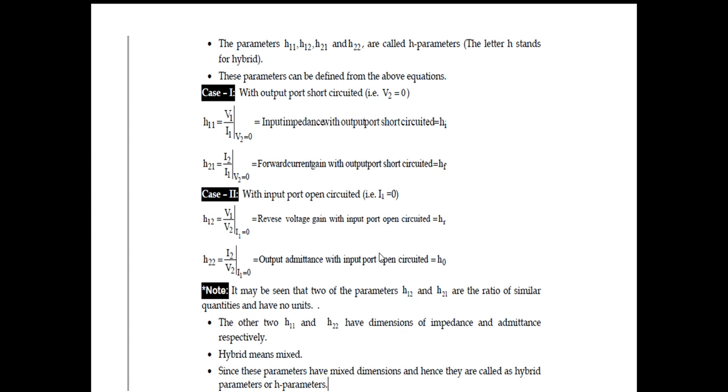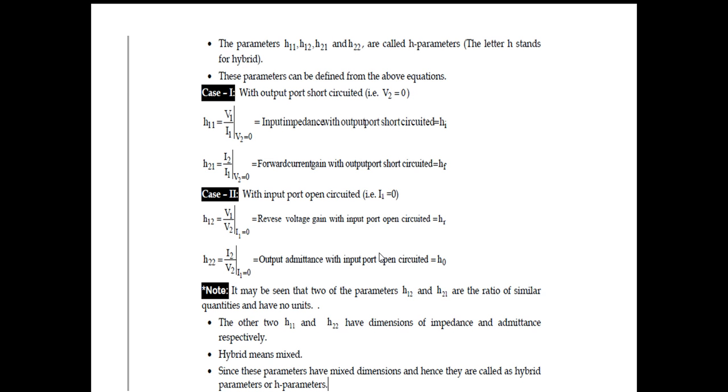So now we have defined two H parameters, H11 and H21, like this. H11 and H21 are defined when the output is short circuited, that is V2 is equal to 0.